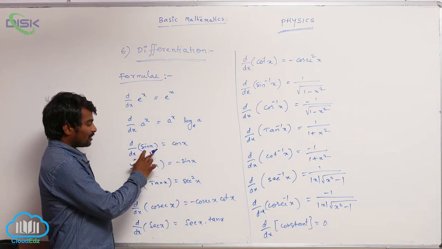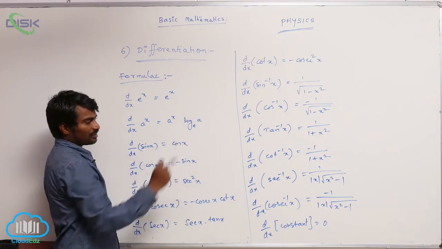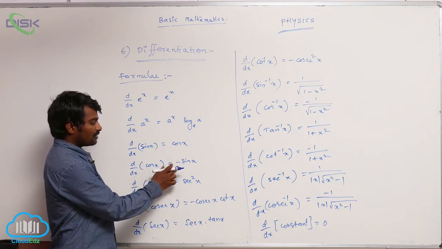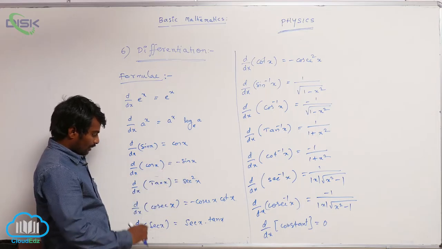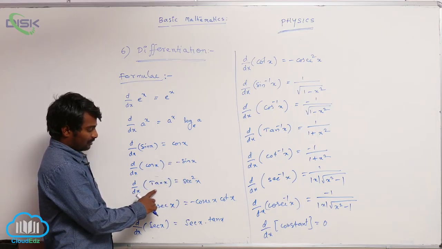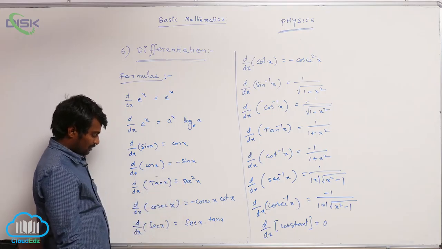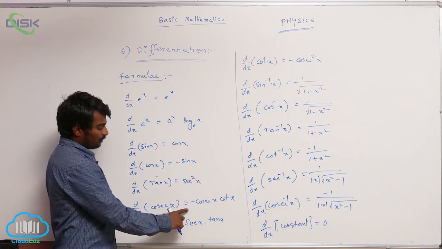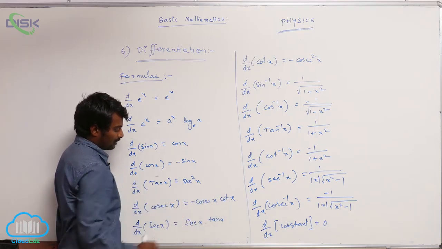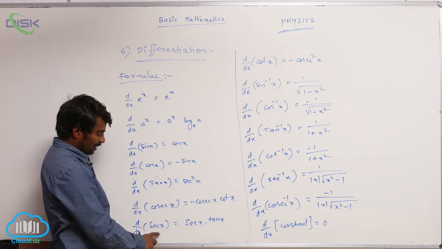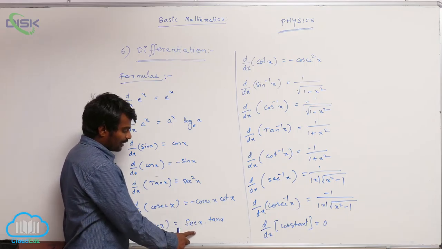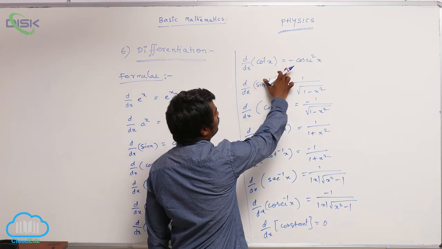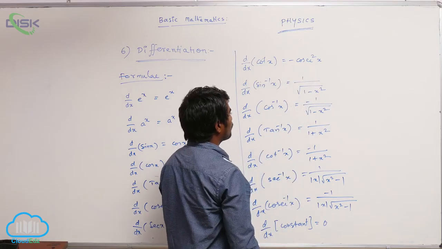d by dx of sin x is cos x. Just now I have proved it. And d by dx of cos x is equal to minus sin x. d by dx of tan x is equal to secant square x. d by dx of cosecant x is equal to minus cosecant x cot x. d by dx of secant x is equal to secant x tan x. d by dx of cot x is equal to minus cosecant square x.